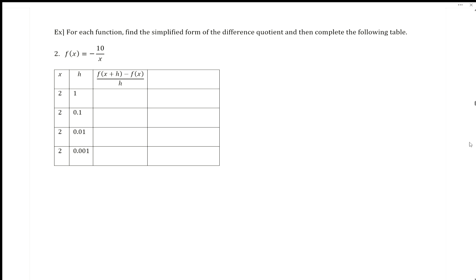Hi everyone, and welcome to our video on finding the simplified form of the difference quotient by using our properties of average rate of change.